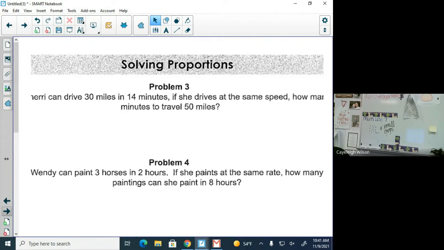Here's my question. What was the label? The label is miles. And this label is minutes. And then 50, what's the label on 50? So where should I go? Okay, here's my question. It says 30 miles per minute, right? The label on 50 is miles. So it's 50.